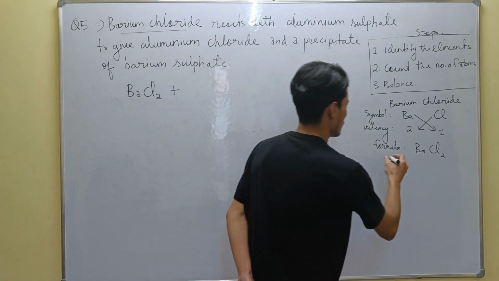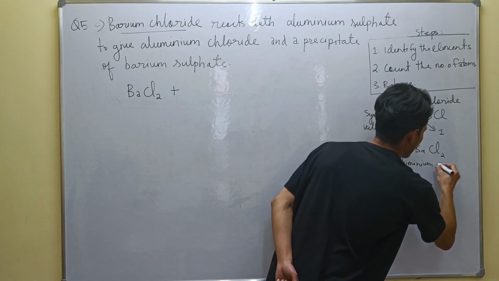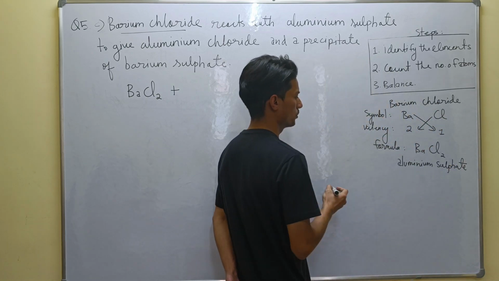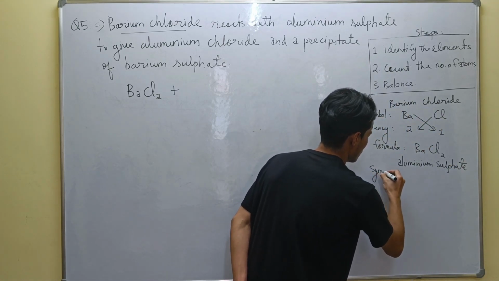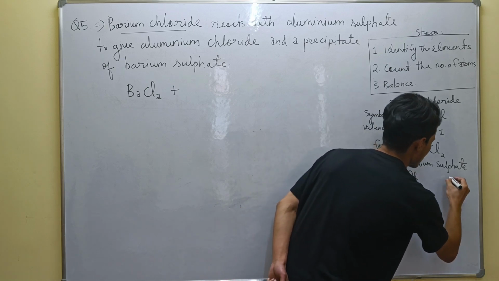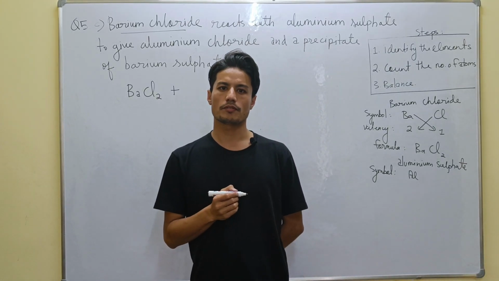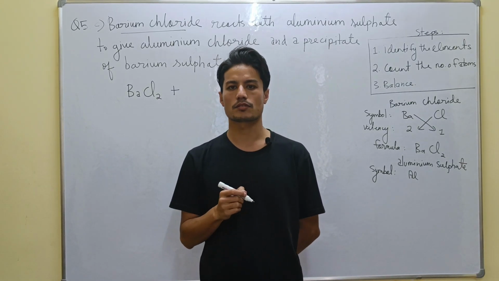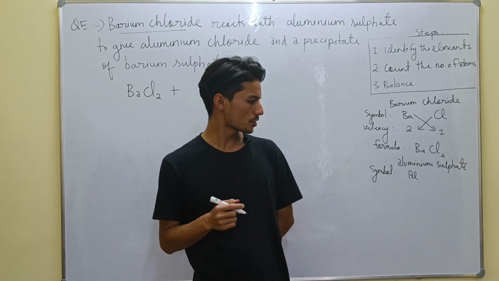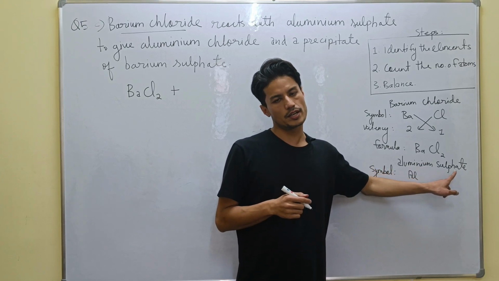We have to derive the formula for aluminum sulfate also. So what do you have to do? Write the symbol first. The aluminum symbol is Al. Sulfate is a polyatomic ion, so here you will have to refer to the class 9 textbook again. There is a table, which, if it's possible, I'll share very soon. Sulfate is a polyatomic ion, so you will have to study this.